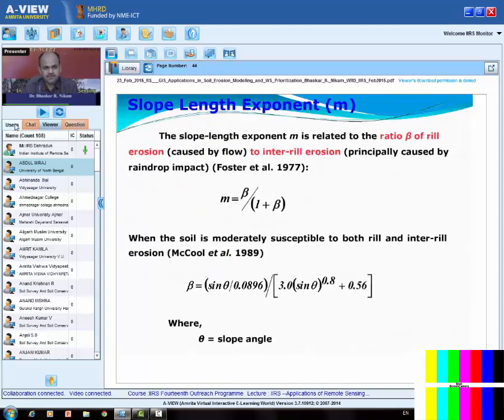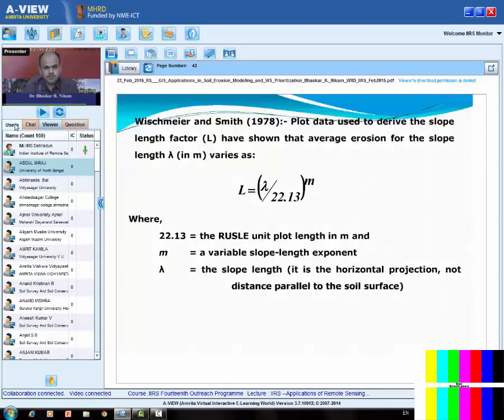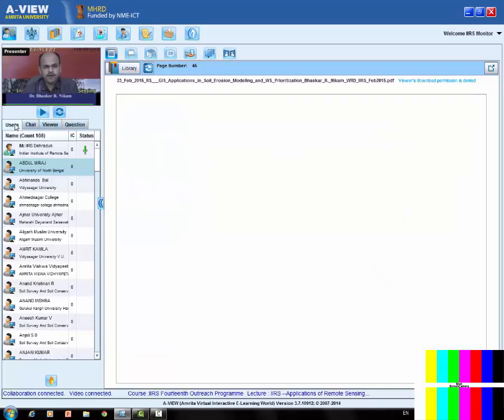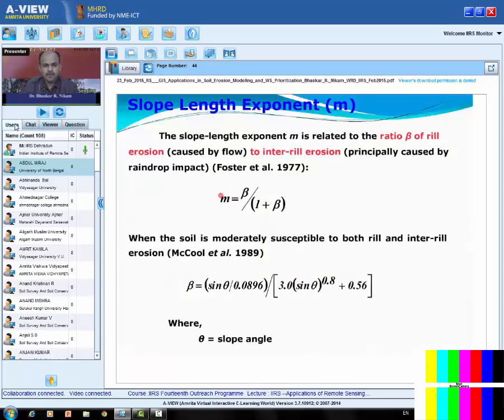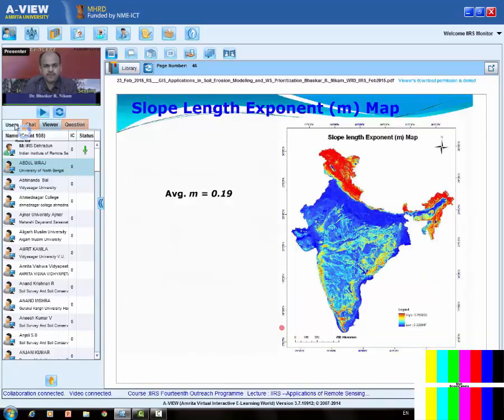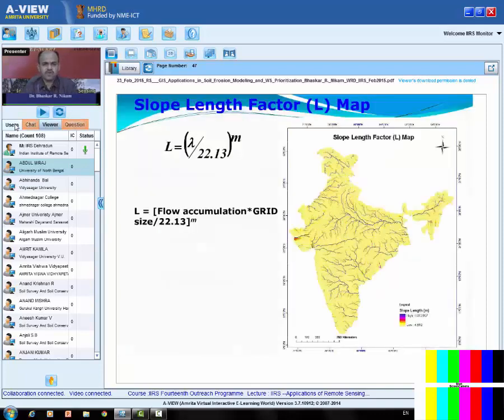Now in GIS, this exponent m can also be calculated if you know the slope of your area. Generally nowadays we don't calculate this, because it is universally accepted that 0.14 will be the exponent for the watershed. Now this is a slope map of the entire country. For the entire country, the average m comes out to be 0.19. If I refine it, because these areas are very steep slope areas, that's why the value is coming high, otherwise it comes to something around 0.15 or 0.14.